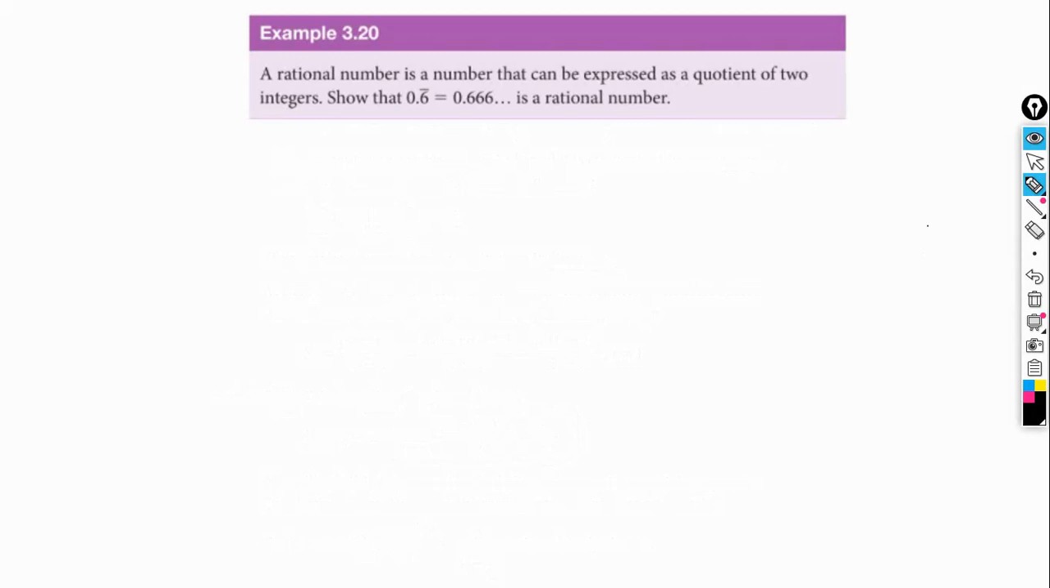So now let's do example 3.20, and it says a rational number is a number that can be expressed as a quotient of two integers. Show that 0.6666 is a rational number. Okay, so let's look at this as a sequence. Now notice that we can express 0.6 with that dash on top. This is the same as saying 0.6 plus 0.06 plus 0.006, etc., right?